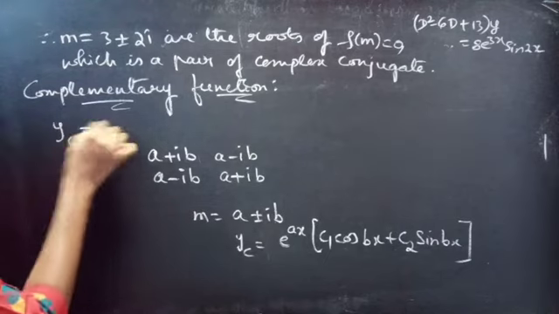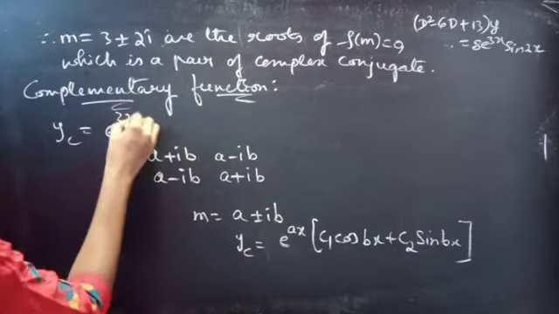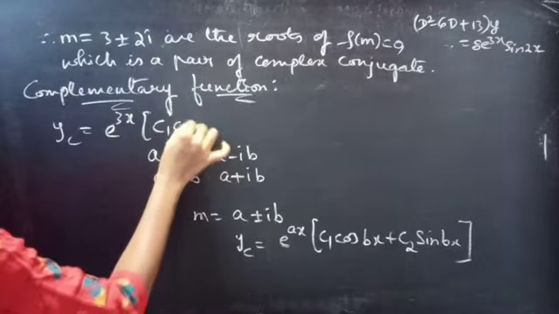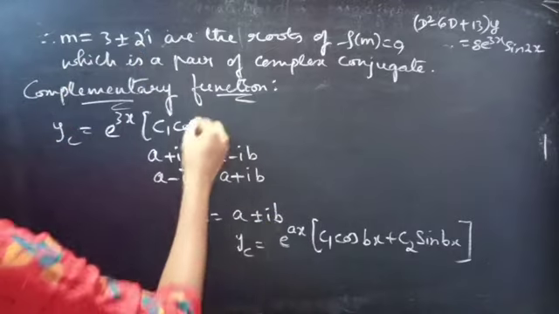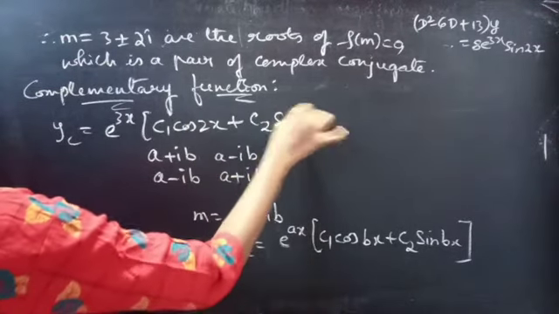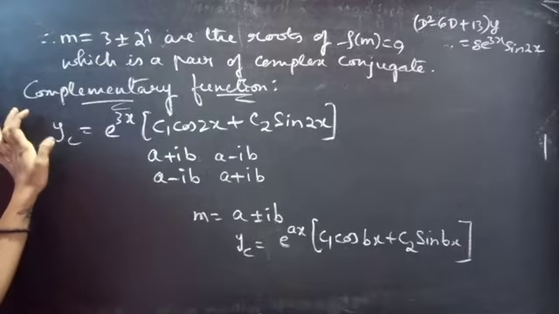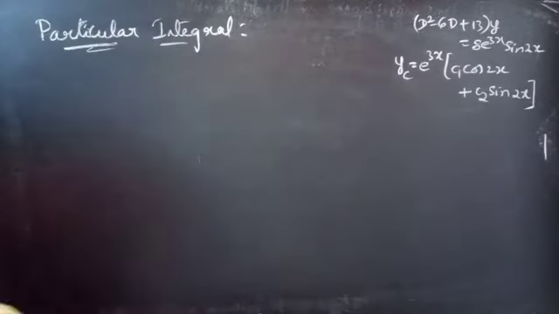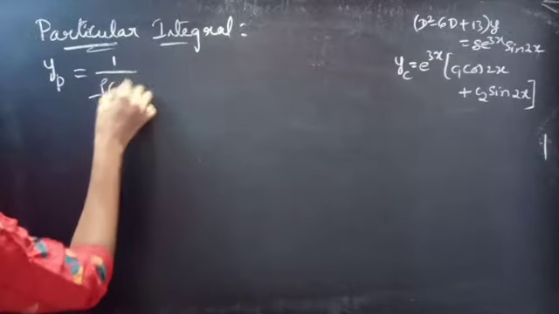Yc equals e power 3x into c1 cos 2x plus c2 sin 2x, for a equals 3 and b equals 2. Now we got yc, right? Let's find yp now. Particular integral. We'll find the particular integral using 1 by f of D into Q.